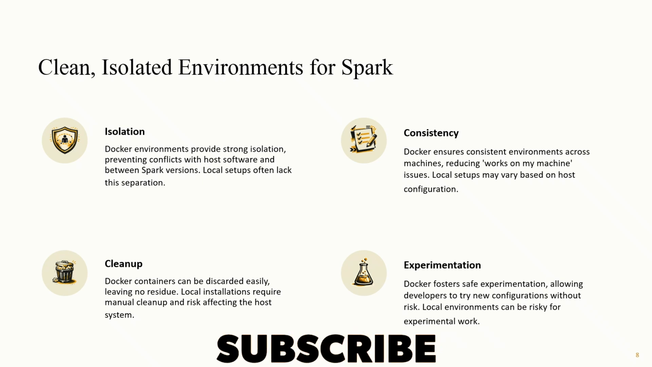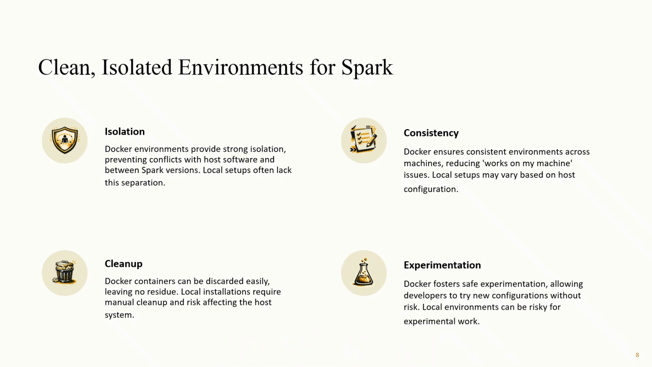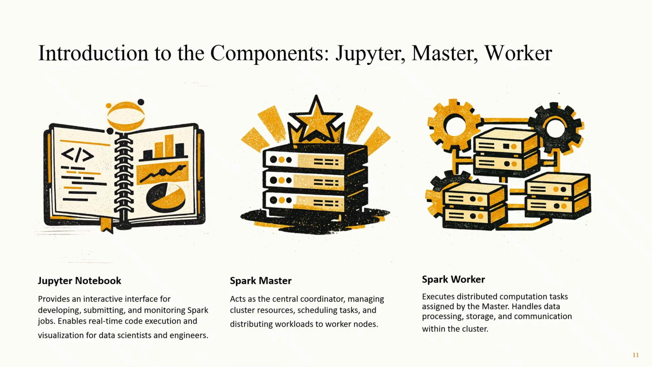Before we start, let me quickly explain the setup. We will run Jupyter, where we will write the Spark code, Spark master will manage the cluster, and Spark worker will execute the task. So Jupyter sends the job to Spark master, which distributes it to the worker. Worker will process the job and the result is sent back to Jupyter. This is exactly how Spark works in a real system.